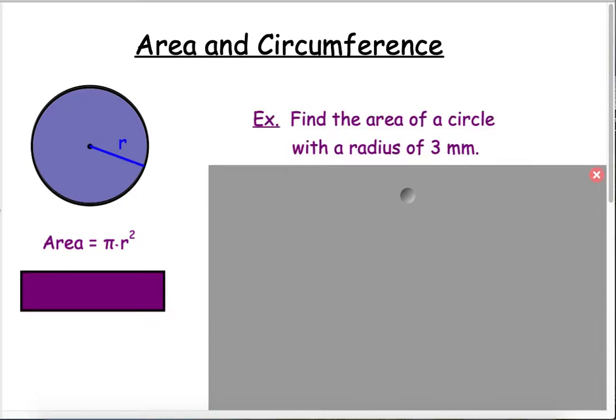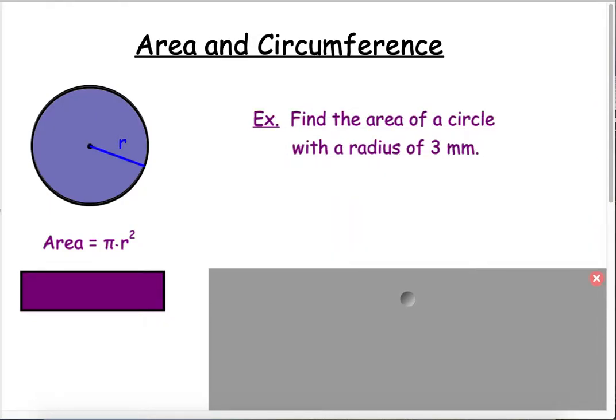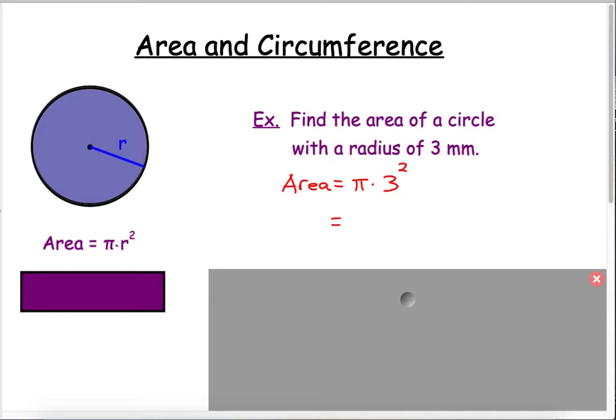So let's jump right into an example. Find the area of a circle with a radius of 3 millimeters. And I'm putting units in here so we remember what kinds of answers we get. So we simply follow our formula, and the area is going to equal pi times the radius, which they're telling us is 3, squared. So 3 squared is 9, so we have pi times 9. We usually write the pi at the end of our answer, so 9 times pi.